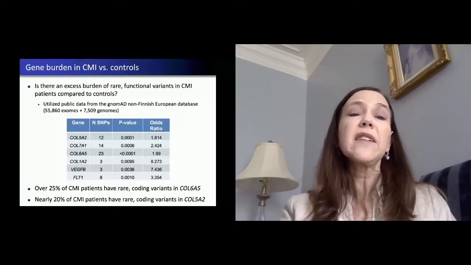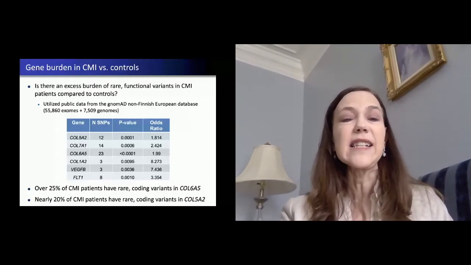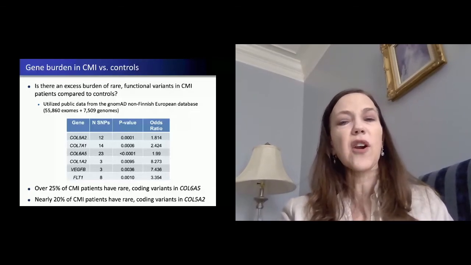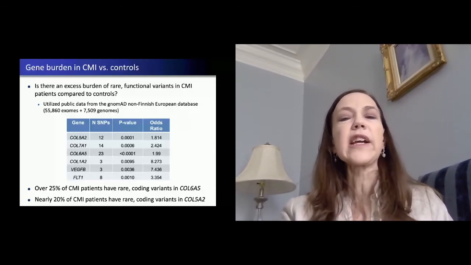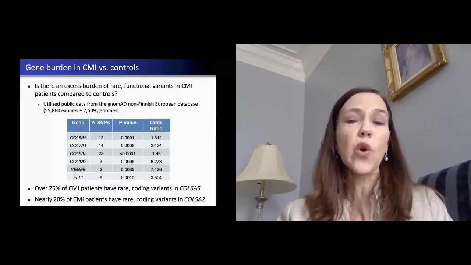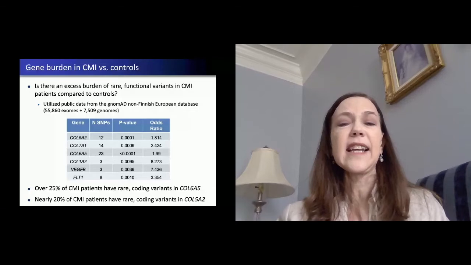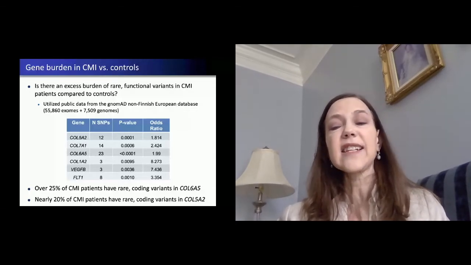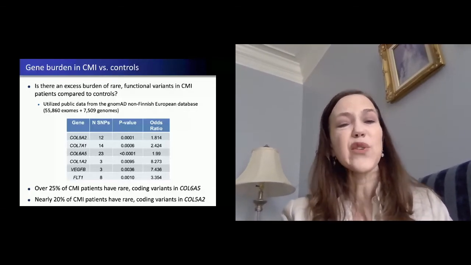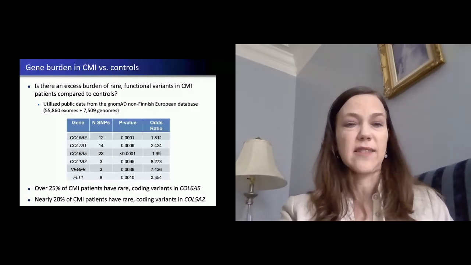But what was really surprising to all of us was for some of the genes, there was a large percentage of our patients who were harboring a variant in those genes. So over a quarter of the patients had a variant in that collagen 6A5 gene. So this was really quite a surprise to us.